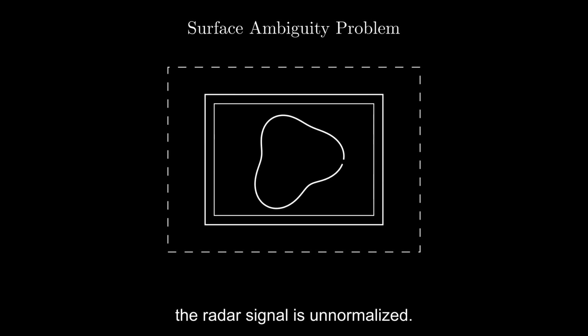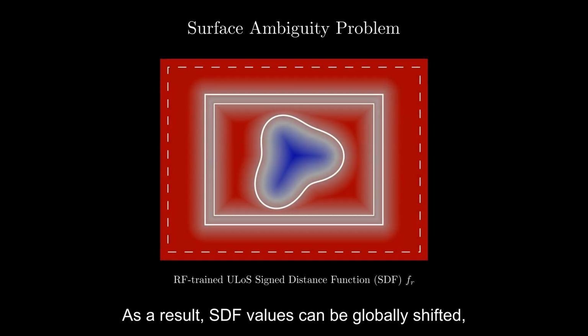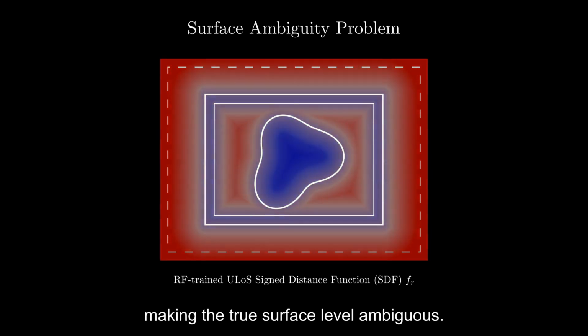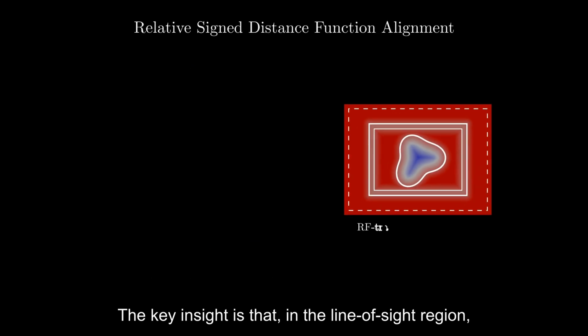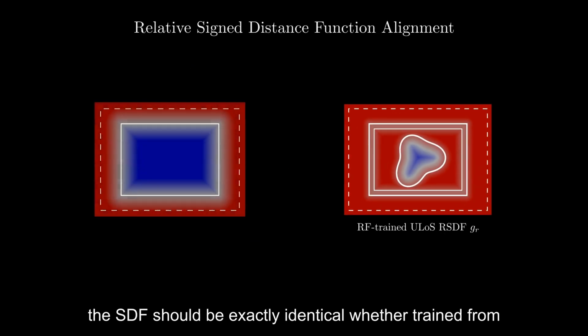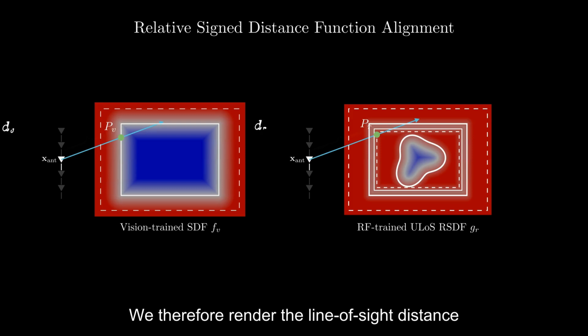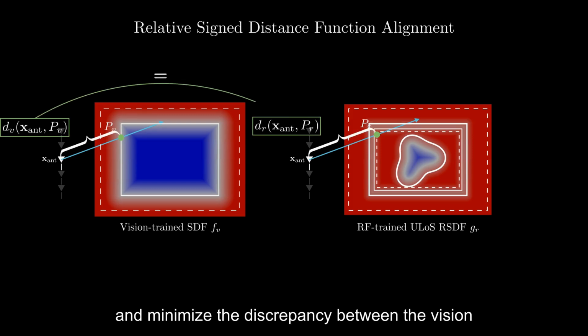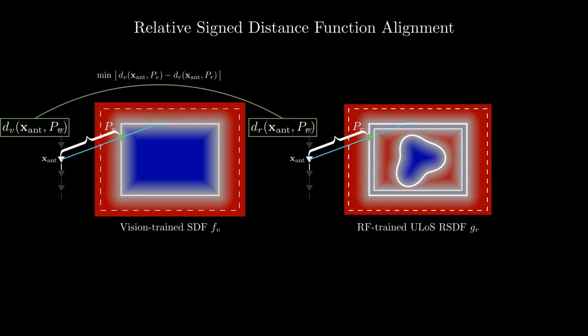Unlike RGB images normalized to 0 to 1, the radar signal is unnormalized. As a result, SDF values can be globally shifted, making the true surface level ambiguous. We call this a relative SDF. The key insight is that, in the line-of-sight region, the SDF should be exactly identical whether trained from vision or from radar. We therefore render the line-of-sight distance along each ray and minimize the discrepancy between the vision and radar predictions, anchoring the entire surface to the correct level.